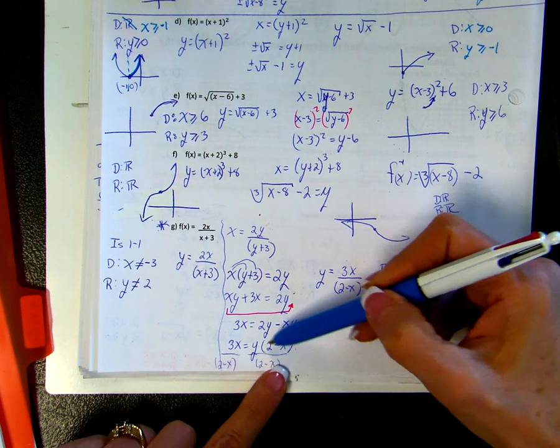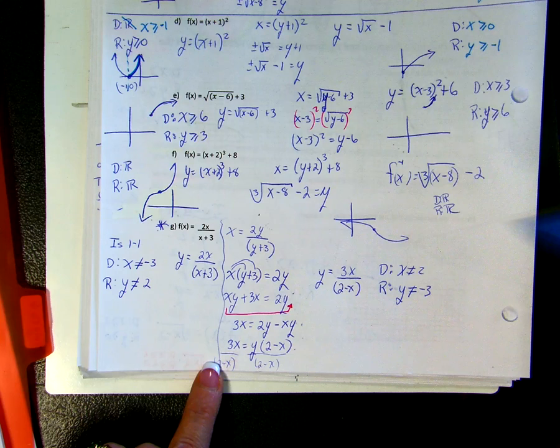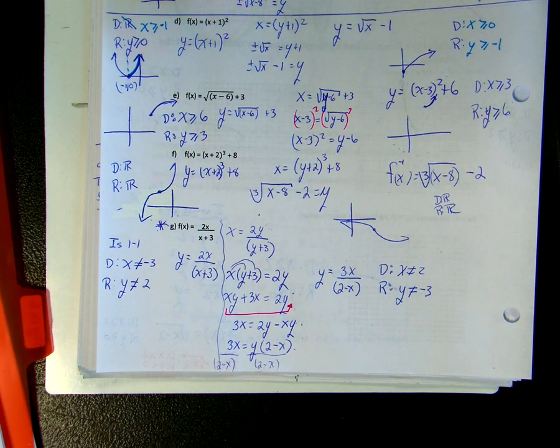And then we divided both sides by that 2 minus x so that we could isolate the y. That's going to come up again. It's an important algebra skill. Make sure you practice that.